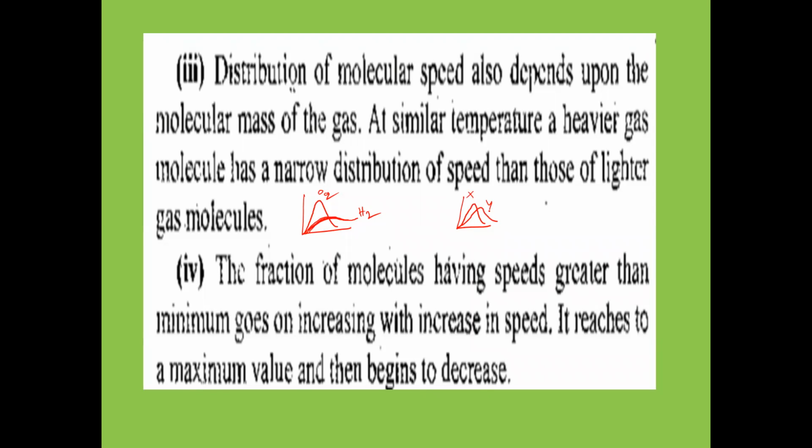And gas Y has a broader distribution of molecular speeds. Now, which peak has more height? The X gas has more height and Y has less. Which one has the more flattened peak? Y. So you have to understand this point. Of X gas and Y gas, which one has more molecular mass? X has greater molecular mass.